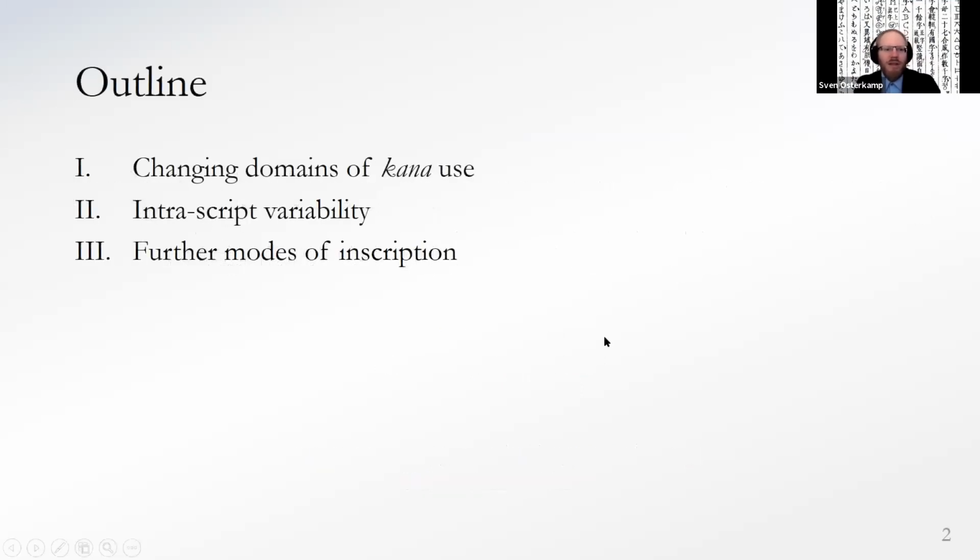So the outline for today is quite simple. I'll first have a look at the changing domains of script use, especially of hiragana and katakana. After that, we'll proceed with some issues of intra-script variability back in the days when we didn't have a standardized writing system yet, chiefly in the case of hiragana. And lastly, I'll address further modes of inscription involving entirely different scripts, for instance.